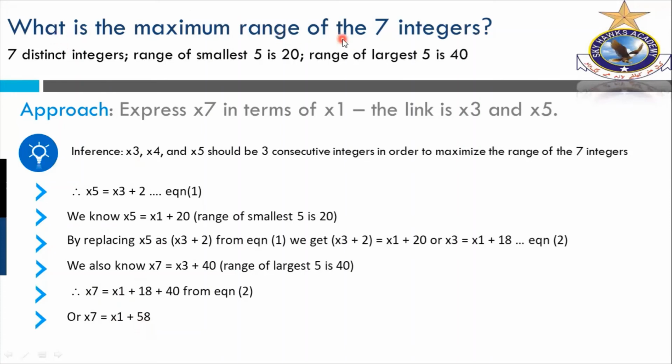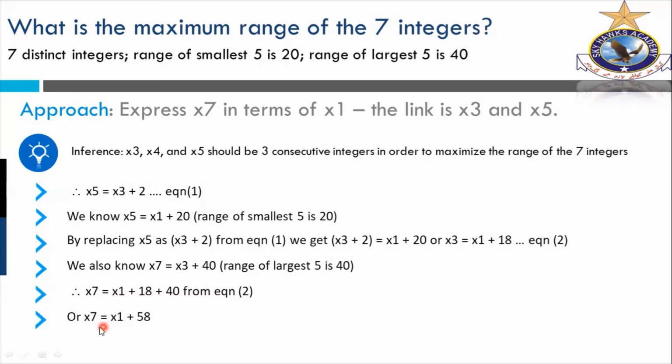What is the maximum range of the 7 integers? From this step now, what is your answer? My answer is 58. Let's see. How? Wait, are you asking me how you got 58?